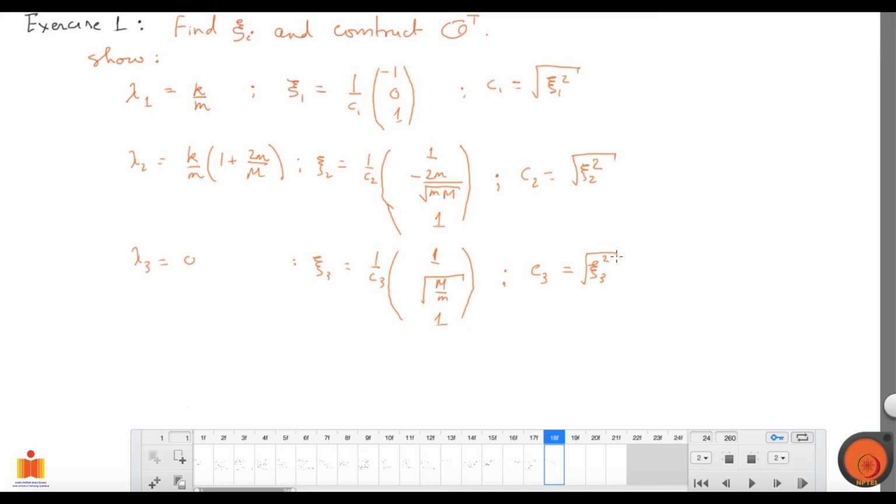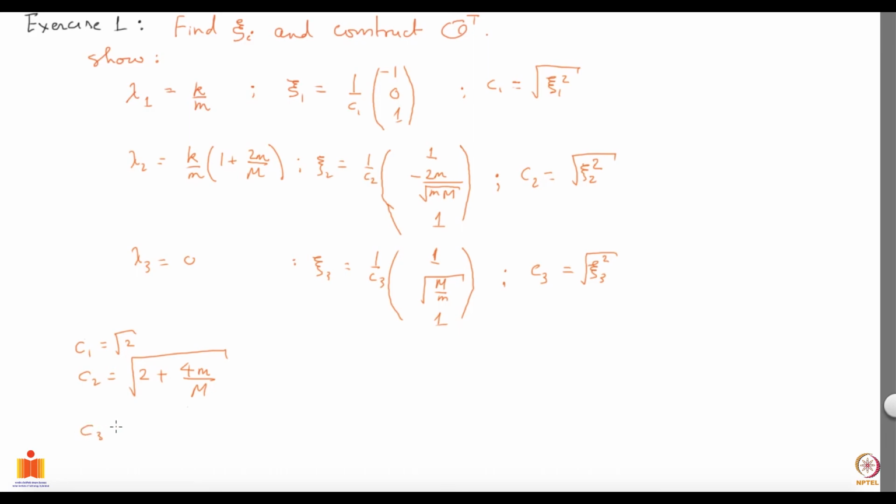Okay. Now it's trivial, but I will nevertheless write down. Your C1 is root 2, C2 is 2 plus 4m over m in the square root, and C3 will turn out to be 2 capital M over m. Okay, so please do these exercises. Yeah, fine. And then what? Yes. Then next exercise is the following. Exercise 2.